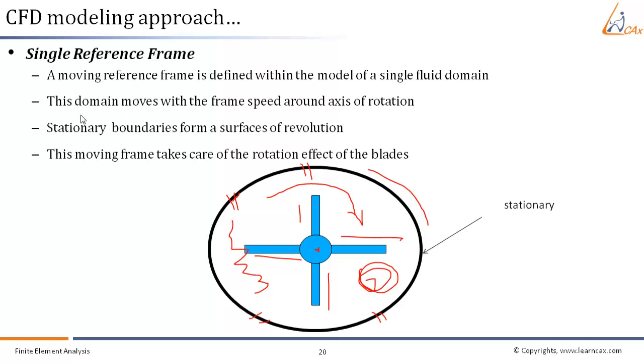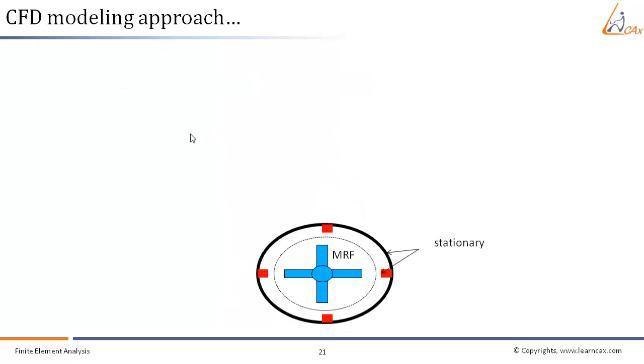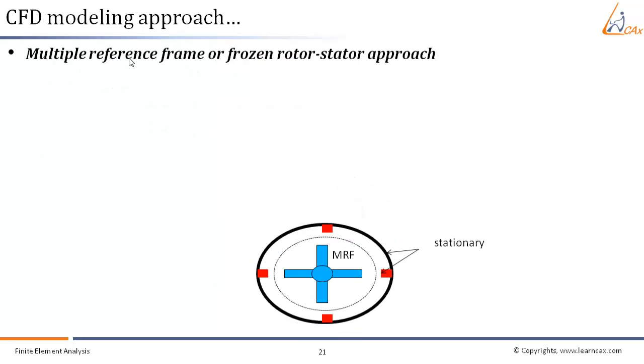So we are going to have a domain which moves with a frame speed around the axis of rotation. We are going to have stationary boundaries which form surface of revolution, and the moving frame takes care of rotational effects of the blades. So this is referred to as the single reference frame model. Next, we have the multiple reference frame or frozen rotor stator approach.